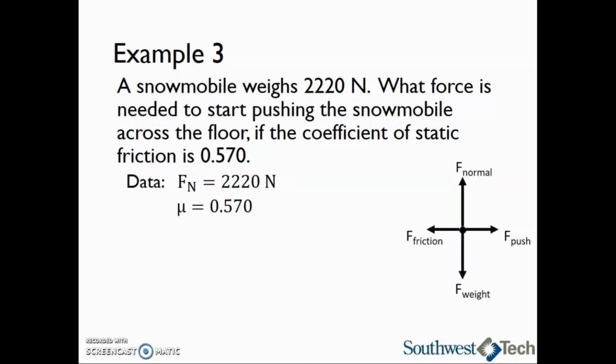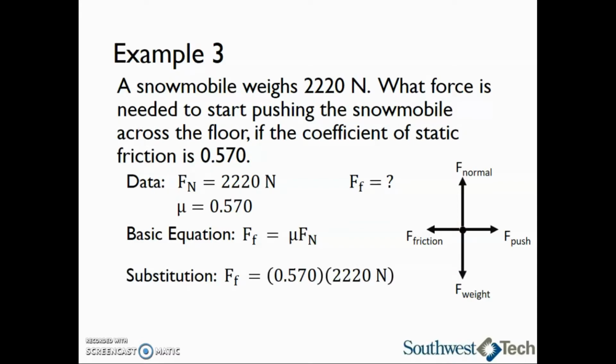If we are assuming constant motion with no acceleration, we can say that the frictional force is the same thing as the pushing force. The basic equation to solve for frictional force is that the frictional force equals mu multiplied by the normal force. Substituting, we can see that the frictional force is equal to 0.57 times 2,220 newtons. This gives us a value of 1,270 newtons as the frictional force, which is the same as the pushing force. This concludes our discussion on friction.